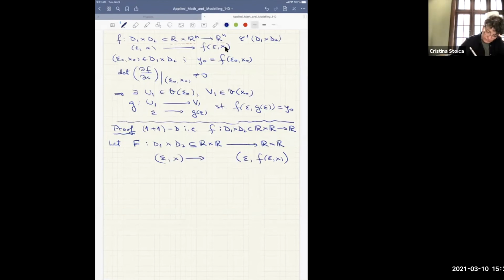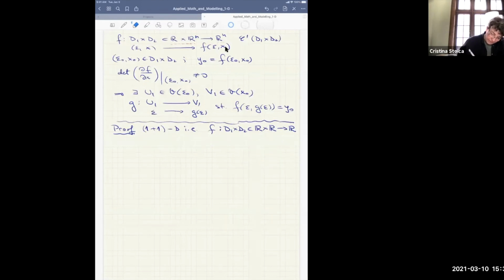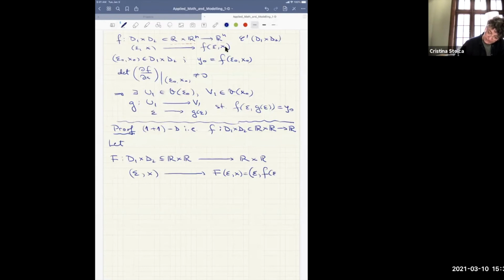Okay, so how do we write this? I have to make room for everything, guys. You don't do anything, I'll just write it again nicely. So let f from D1 cross D2, a subset of R cross R, go into R cross R. Here I have epsilon and x goes into f of epsilon and x, which is epsilon and f of epsilon and x.